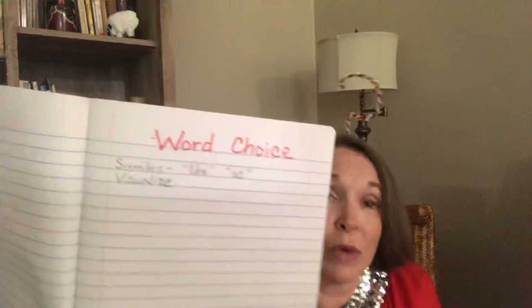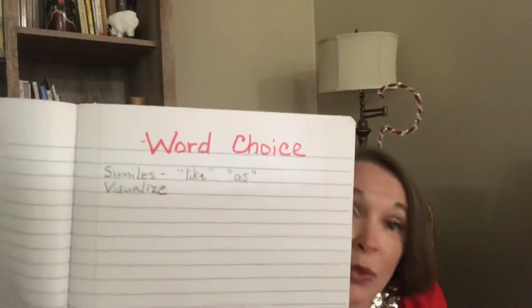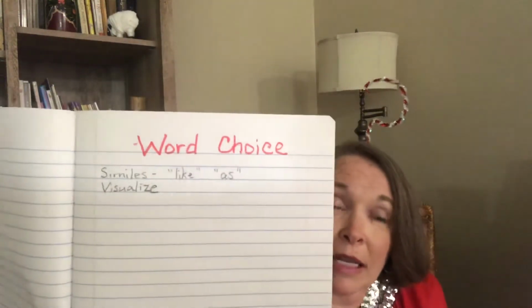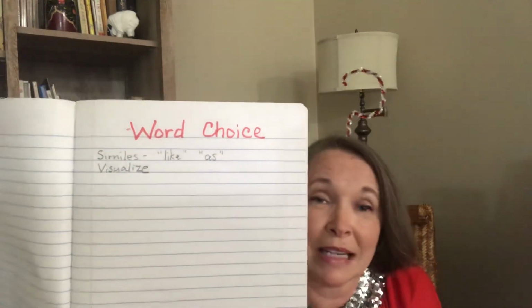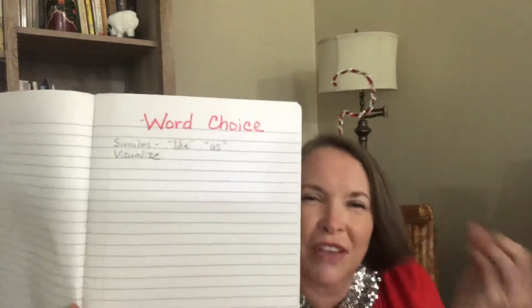Yes. So I'm going to write the word visualize because you want your words to help your reader visualize. So with word choice, we're talking about comparing things using like and as, which are similes, and also visualizing, helping your reader visualize. In a picture book, you can't have a picture of every single thing, so your reader has to be able to visualize.